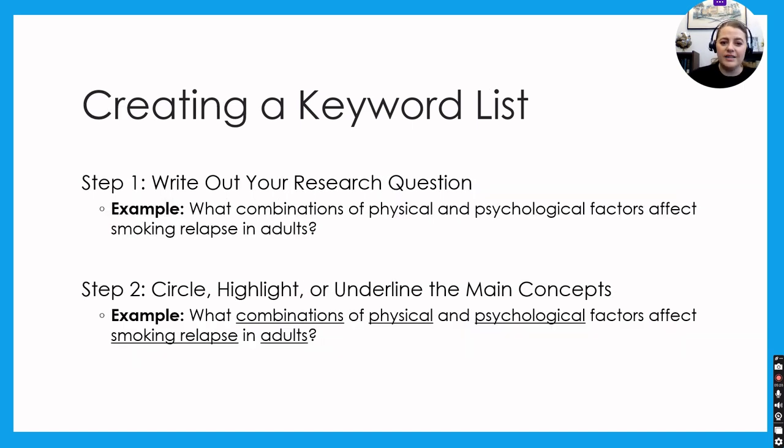So to create a keyword list, first we want to write out our research question. Once you have that question developed, toss it onto a piece of paper and we're going to work off of that. My example is, what combination of physical and psychological factors affect smoking relapses in adults? Step 2, we're going to circle, highlight, or underline the main concepts. For that research question, we have combinations, physical, psychological, smoking relapse, and adults. So I have a handful of keywords that I'm going to be working with.